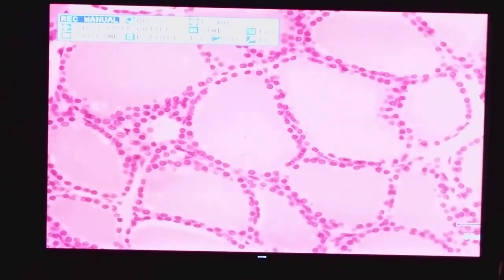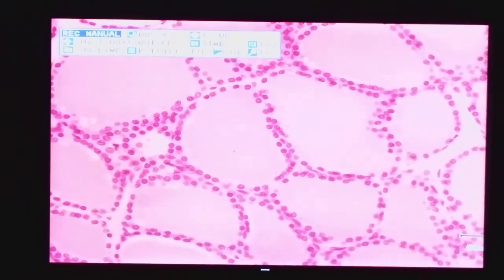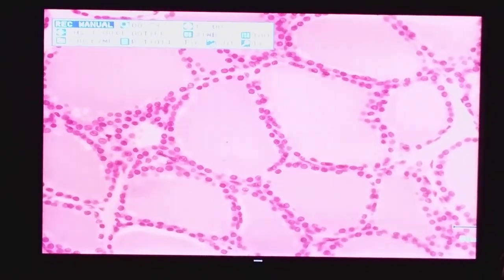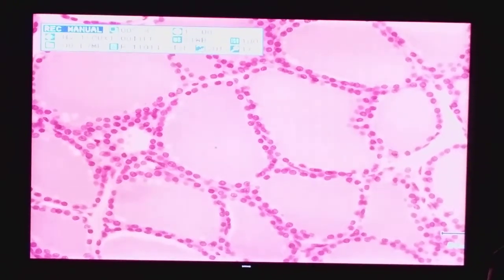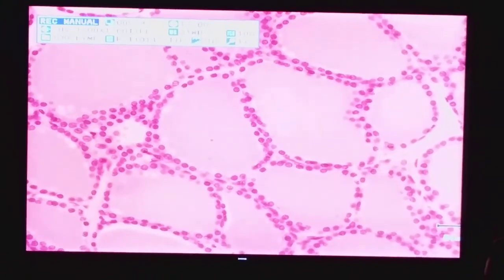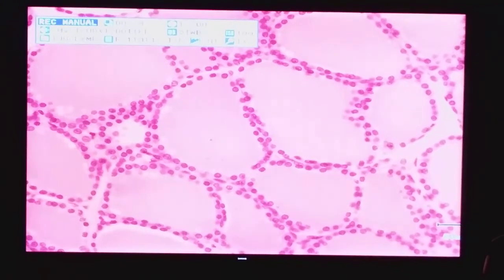What organ is shown? Thyroid. How do you call those circles? Okay, follicles. And then how about those pink homogeneous material inside the follicle? Colloid. What is the epithelium of the thyroid follicle?